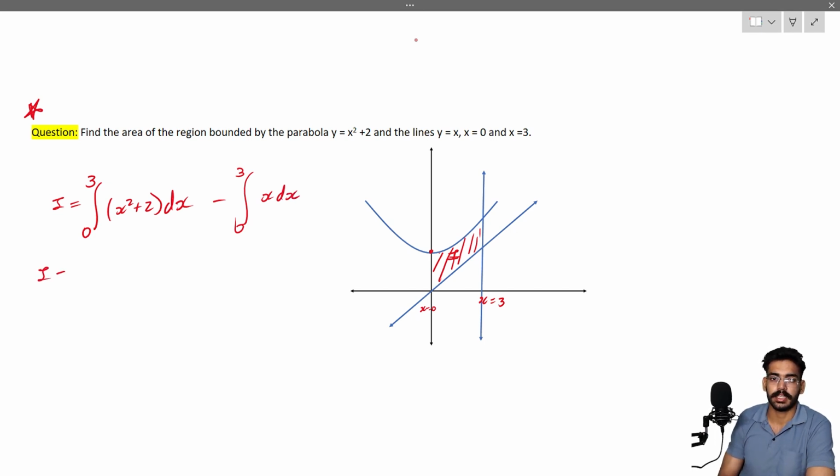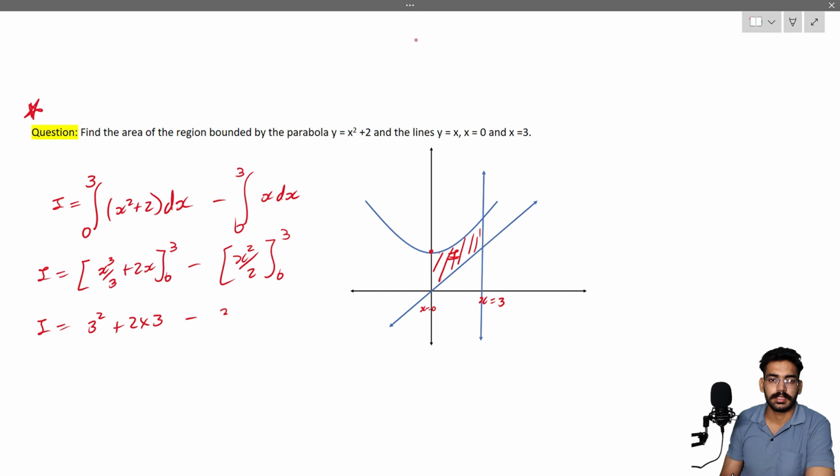So let's solve this. The integral of x squared plus 2 is x cubed by 3 plus 2x from 0 to 3, minus the integral of x dx, that is x squared by 2, from 0 to 3. Okay, let's solve this. This is 3 cubed by 3, so this is 3 squared, plus 2 into 3, minus 3 squared by 2. If you solve this value, you're going to get 21 by 2.